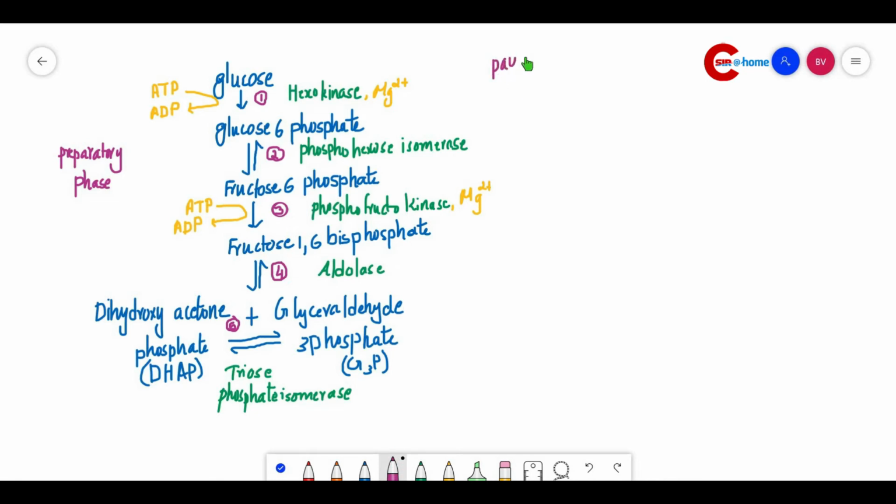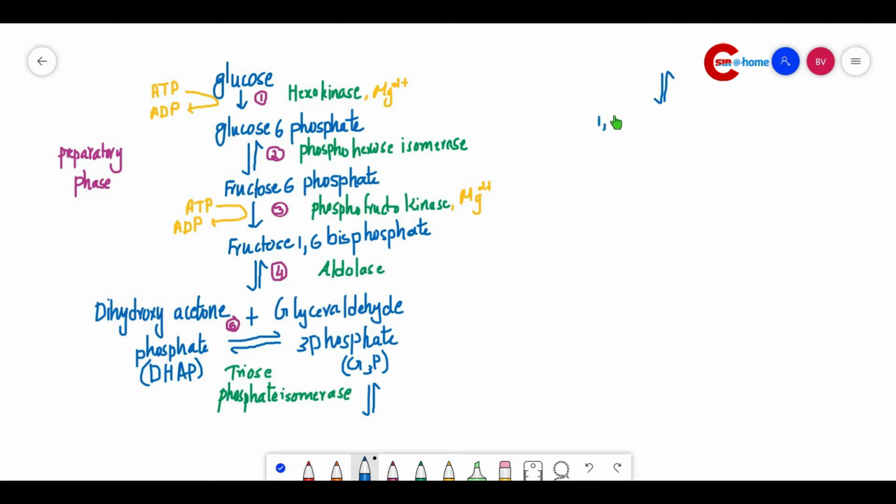This phase yields ATP and NADH. That is the payoff phase. Energy is produced in this phase. And here we can study the steps first. Glyceraldehyde 3-phosphate, that is a 3-carbon compound, is converted into 1,3-bisphosphoglycerate, and this reaction is also reversible. Okay, reversible means that is not a regulatory step.